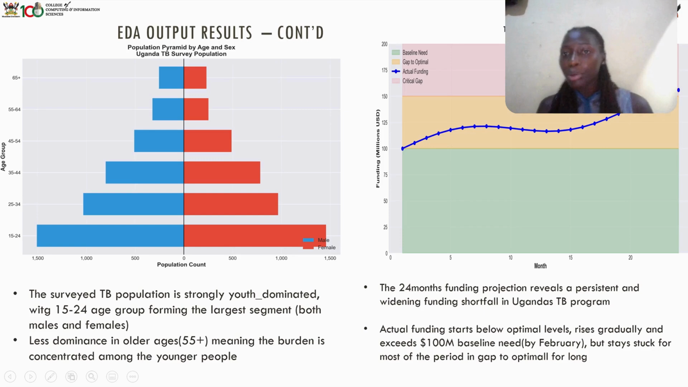And then we have the TB program funding analysis, which shows that the 24-month funding projection reveals a persistent and widening funding shortfall in Uganda's TB program, meaning the actual funding starts below the optimal level and rises gradually, then it exceeds millions of dollars.